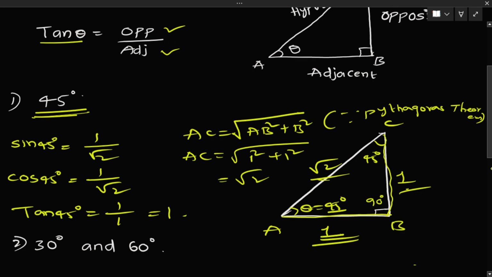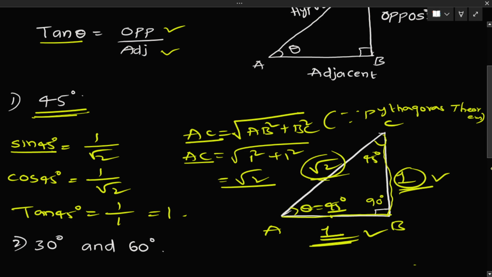So, if we consider AB as 1 and BC as 1, by Pythagoras theorem, AC is equal to under root AB square plus BC square. So I get AC is equal to root 2 finally. So here, coming to sin 45. Sin 45 is the ratio of opposite to the hypotenuse. Here the opposite value is 1 and the hypotenuse value is root 2. So I get 1 by root 2. Sin 45 is equal to 1 by root 2.